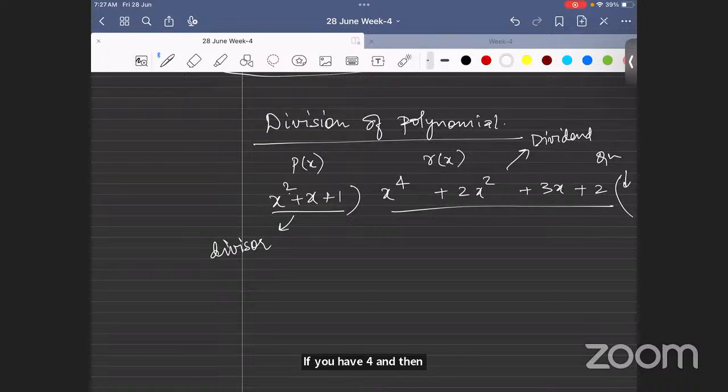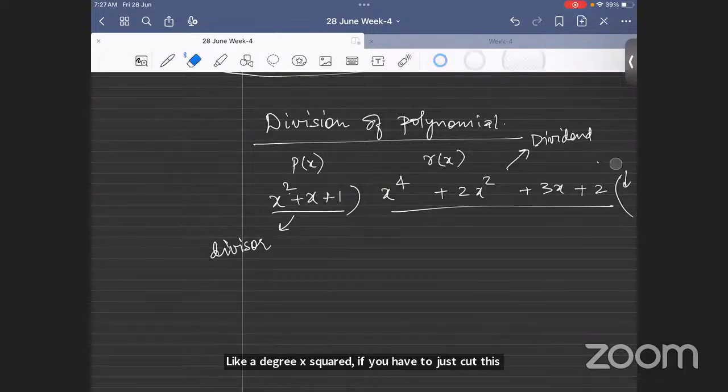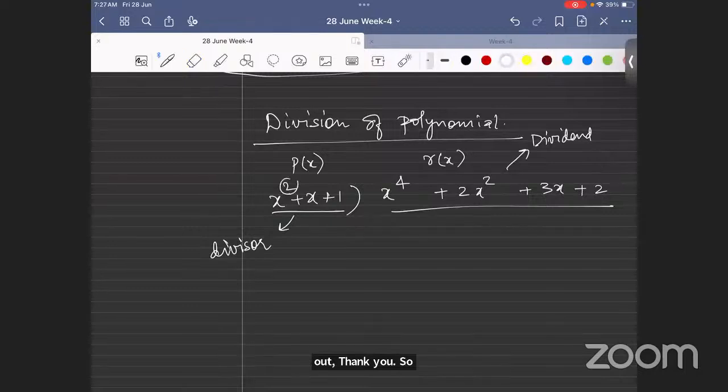The first thing we'll do is, for a divisor of degree x square, if you have to cut out x to the power 4, you'll be multiplying something with x square, basically the degree 2. Here the degree is 2, there it is 4. So you have to multiply something here to cut it out. What will you multiply with? To the degree 2, correct?